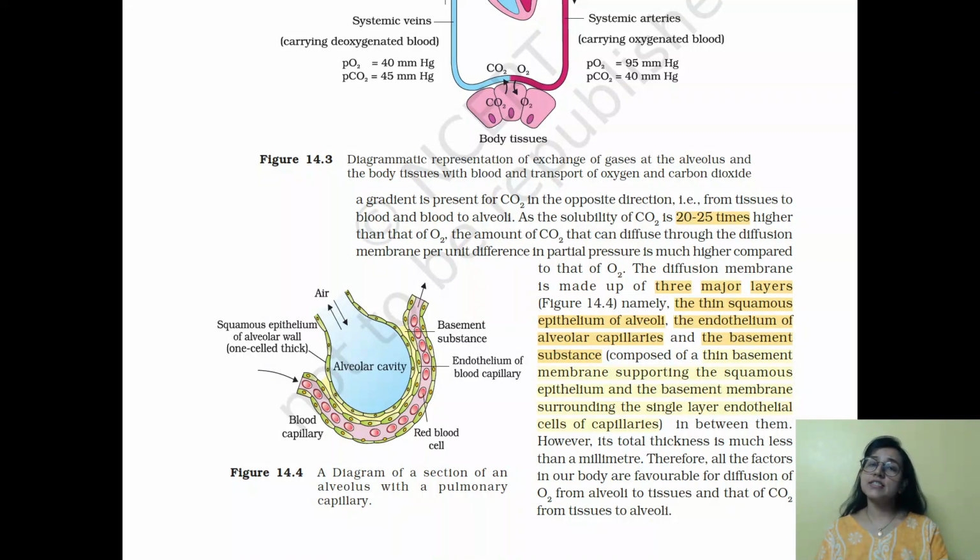So, what are the factors that we have learned already? Firstly, it is a partial pressure gradient, or we can say the pressure gradient or concentration gradient of different component airs, mostly oxygen and carbon dioxide. Secondly, the solubility of carbon dioxide, which is much higher. How much higher? 20 to 25 times higher than that of oxygen. And next, the diffusion membrane is very much thin. We all know that for diffusion to happen actively, the membrane barrier should be very much thin.